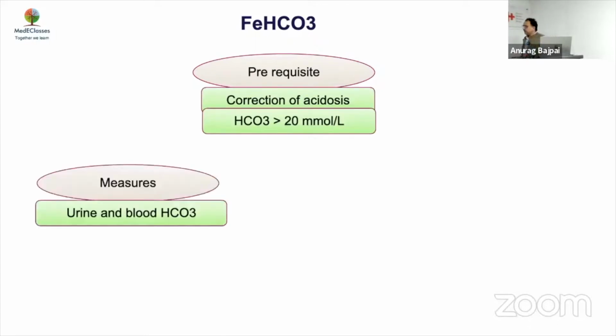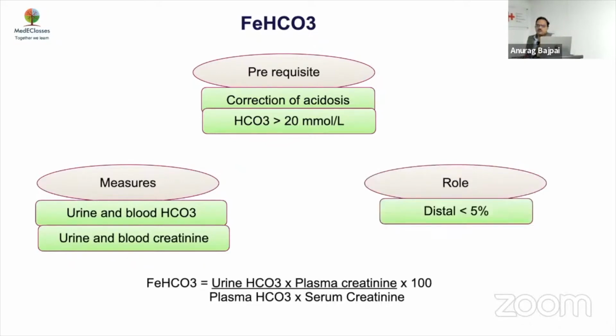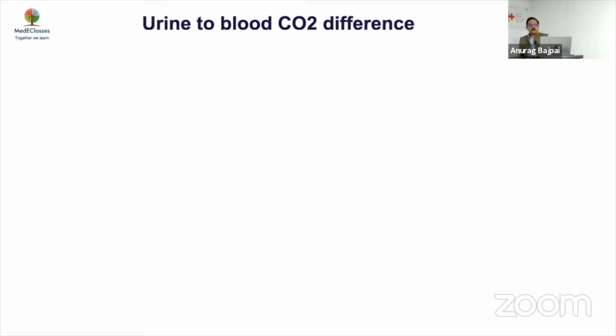The measures basically are that you look at urine and blood bicarbonate, urine and blood creatinine. So it's basically urinary bicarb upon plasma bicarb into plasma creatinine upon urinary creatinine into 100, which is a simple standard formula. If it is less than 5%, it is distal; more than 10% is proximal. But remember, you should do it only when your acidosis is corrected, not when somebody is acidotic. Then there is no point doing it in that regard.